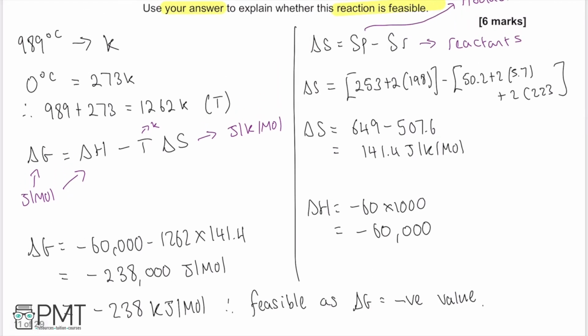So finally, we now need to look at where we've been given marks. We get a mark for our delta S equation. We get a mark for our value of 141.4 joules per Kelvin per mole. We get another mark for the free energy equation, a further mark for putting our values into this equation, then getting an answer of minus 238 kilojoules per mole, and then the sixth mark for stating why this value is feasible.